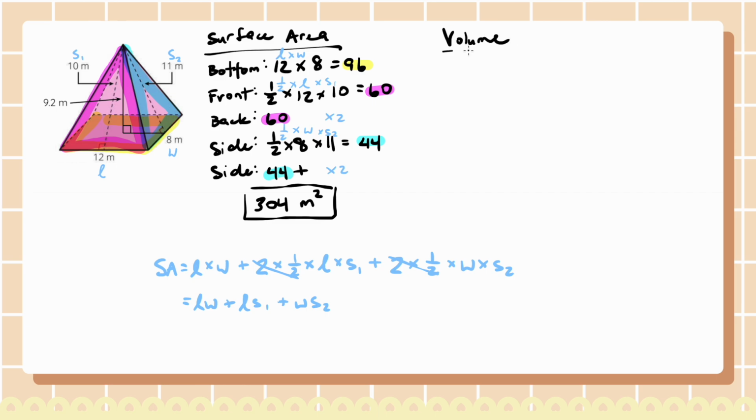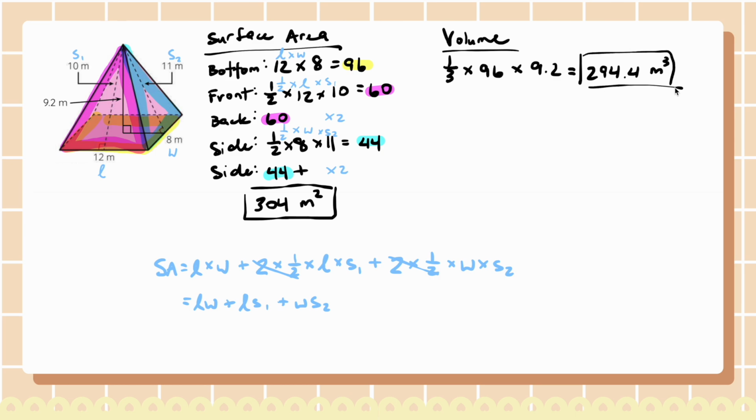Okay, moving on to the volume. So for volume, just like a square pyramid, we're going to take 1/3. We're going to multiply it by the bottom or the base, which is going to be 96. And then we want to multiply it by the height of the pyramid or however many layers there are. In this case, notice that it's pointing to 9.2. So we're multiplying by 9.2. All of this multiplied gets me 294.4, and this is meters cubed.